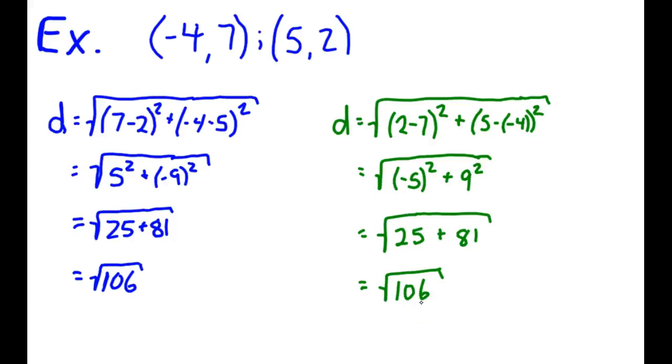The reason that works is because if we're squaring a quantity, that result is going to be positive in the end. If you take a negative times a negative, that's a positive answer, or if you take a positive times a positive, that's going to be a positive answer in the end. So that's why it doesn't matter which ordered pair you designate as which. The result will be the same in the end.